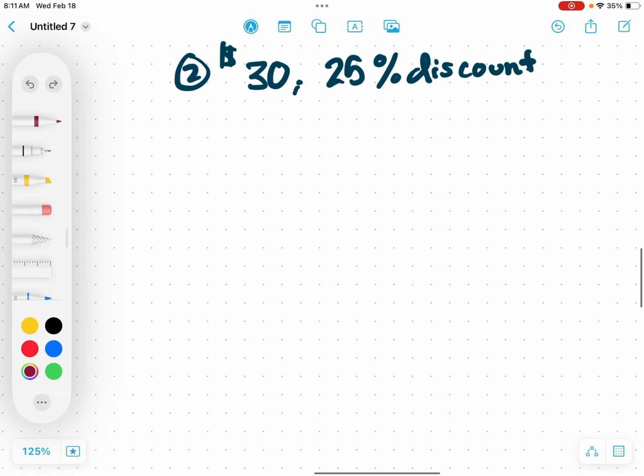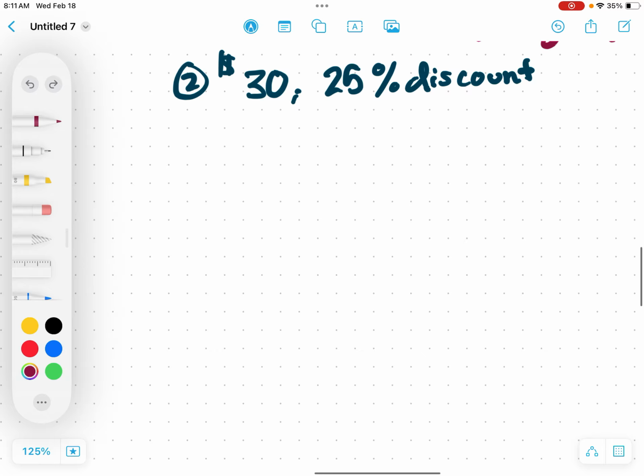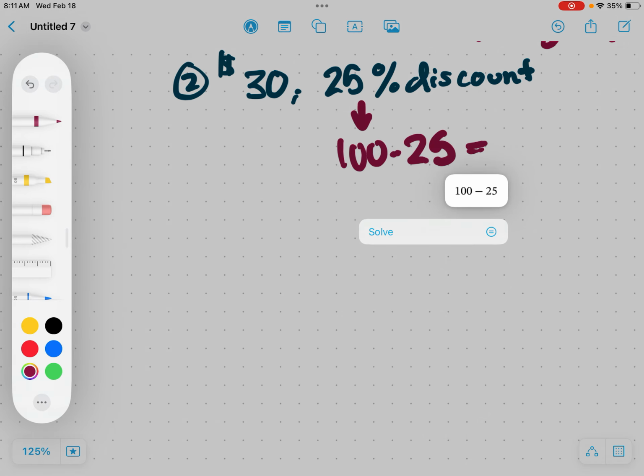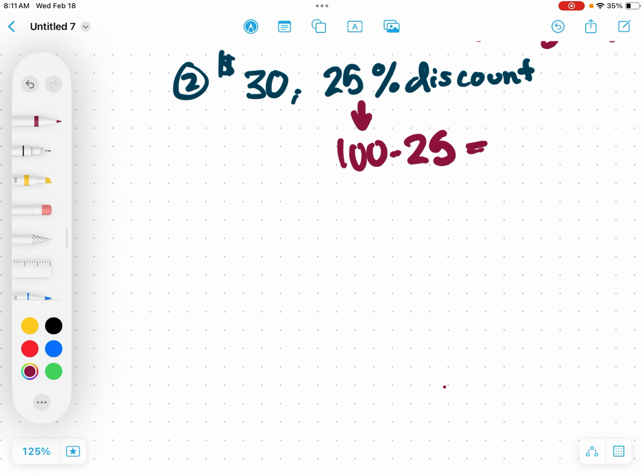What about this one? We've got $30 with a 25% discount. Same thing. Since it's a discount, we're going to take 100 and subtract 25 from it. If I wanted to figure out what the discount was, I would just multiply it by 25%, but I want to figure out the total price with the discount. So we take 100, subtract 25 from it, that gives us 75%, because this is how much money we have left to pay.